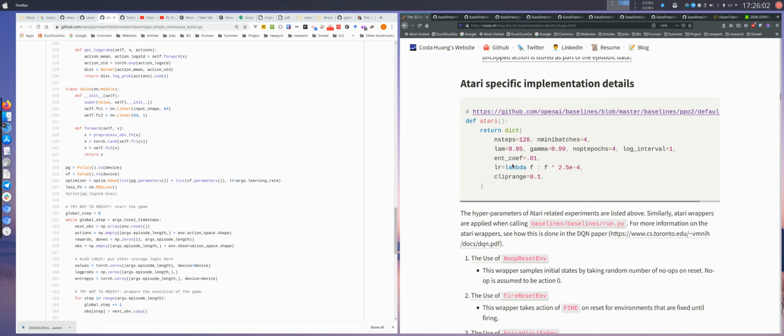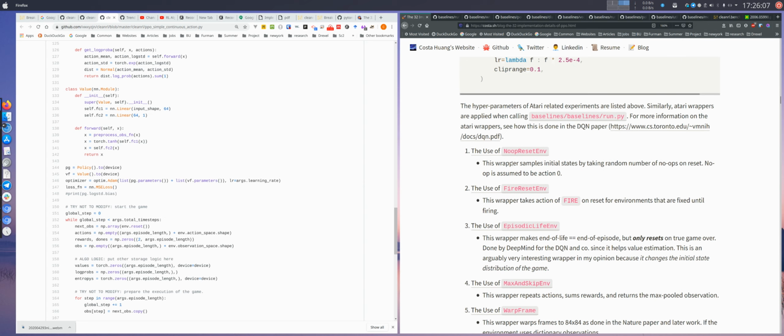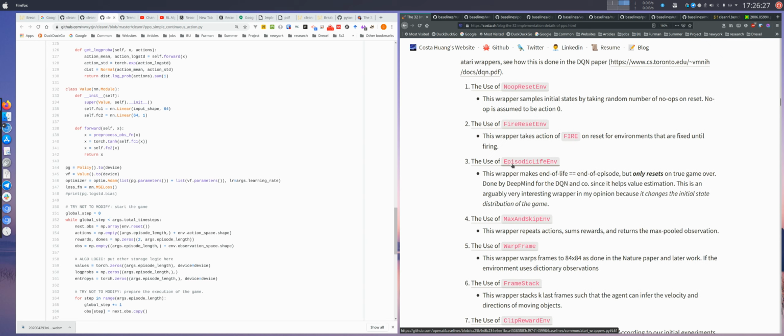Then there are some Atari specific implementation details. Essentially, a lot of wrappers are used. The use of no-op reset env samples the initial states by taking a random number of no-ops on reset, usually set to a maximum of 30 no-op actions. And then there's also fire reset. If an environment needs to be started by taking a fire action, it does that automatically.